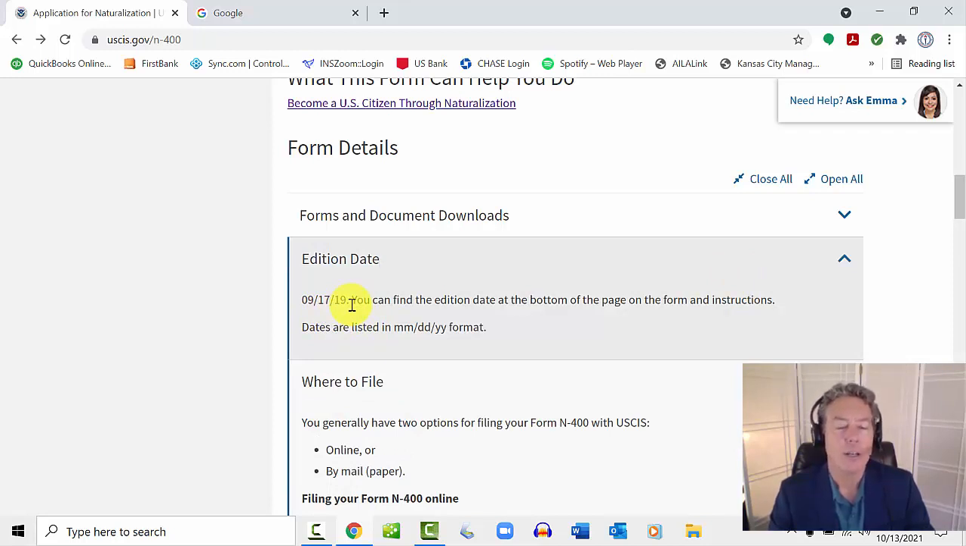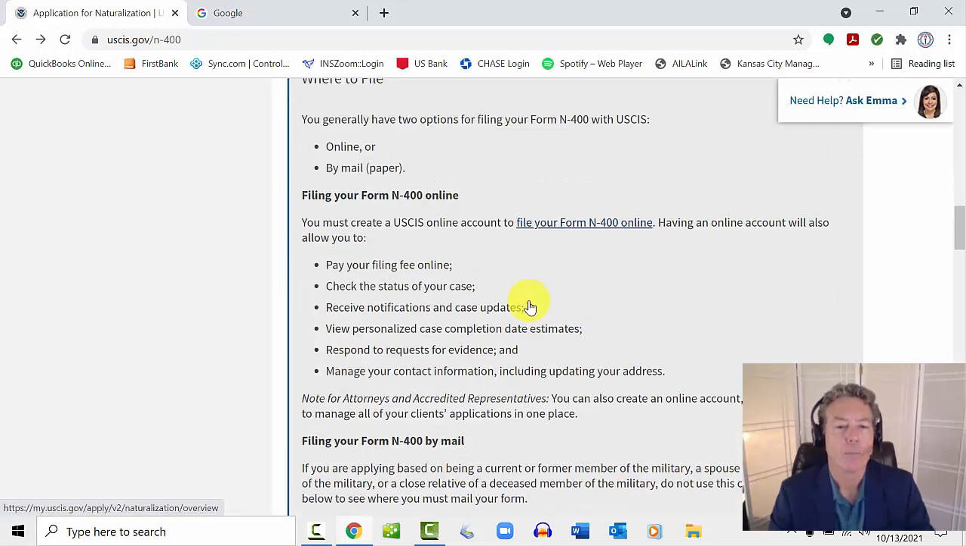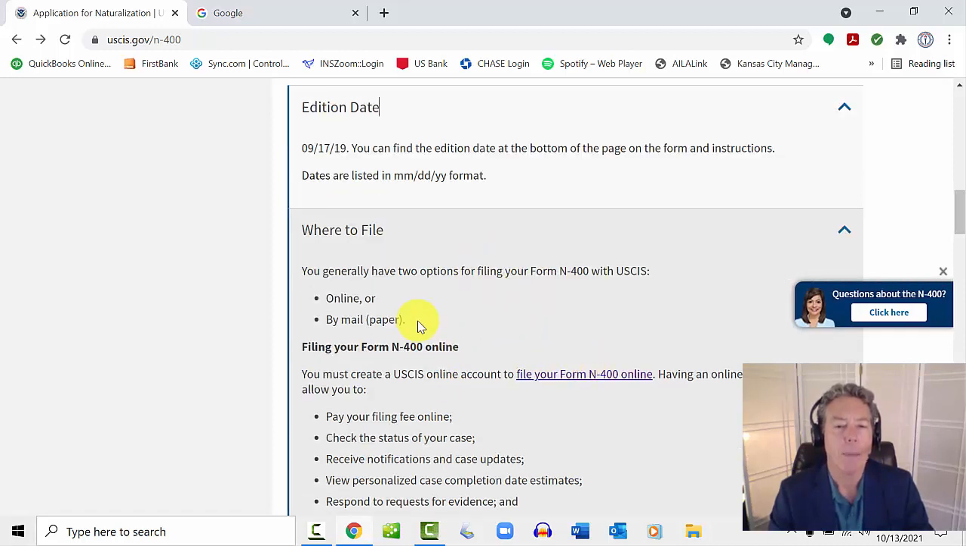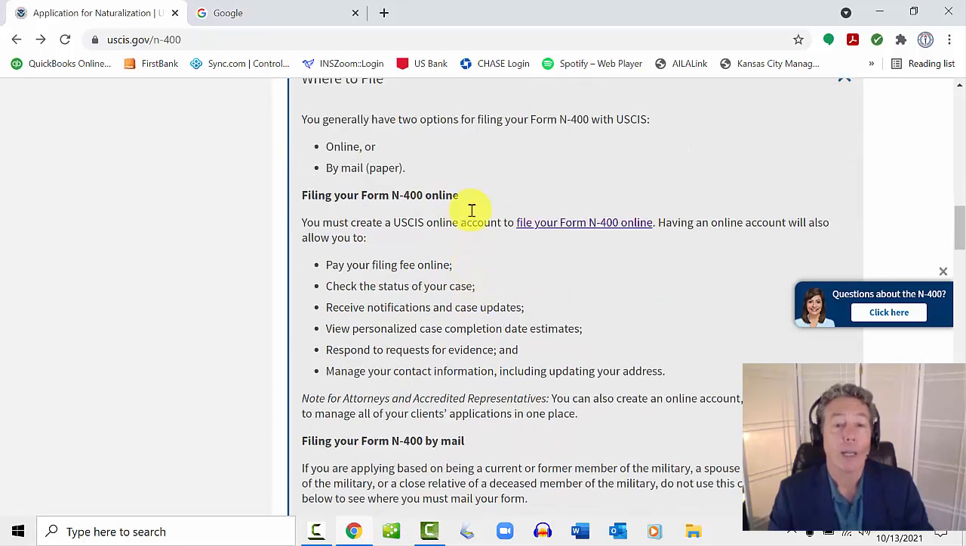Double check the edition date on your form. Sometimes the edition date updates, and the form has it on here, so just double check that you've got the right edition date on there. And it's on the bottom. And then you generally have two options for filing your N400, online or by paper. So filing your N400 online, again, you set up the account. You're going to put all that data, all that information, check all those boxes. Online, it's going to build the form for you, and then you're going to upload your documents.